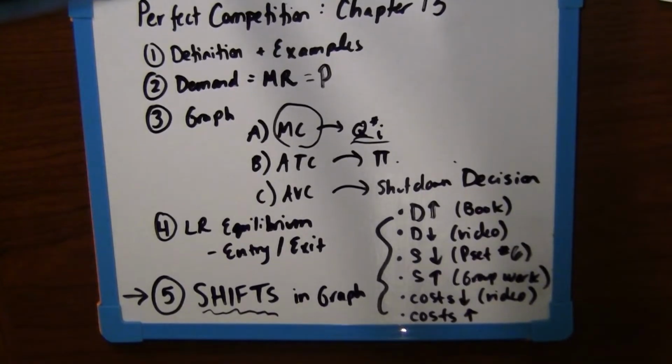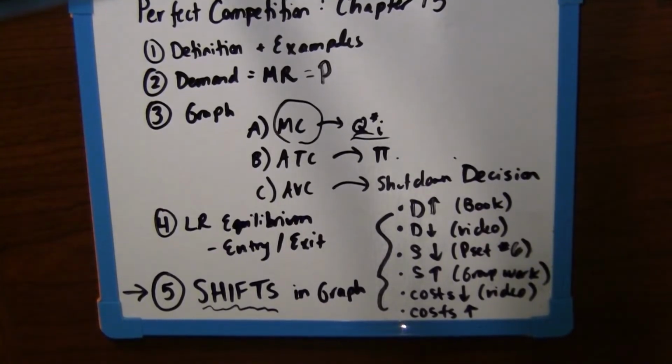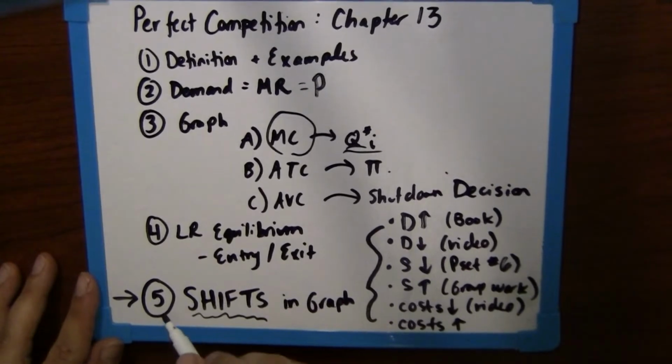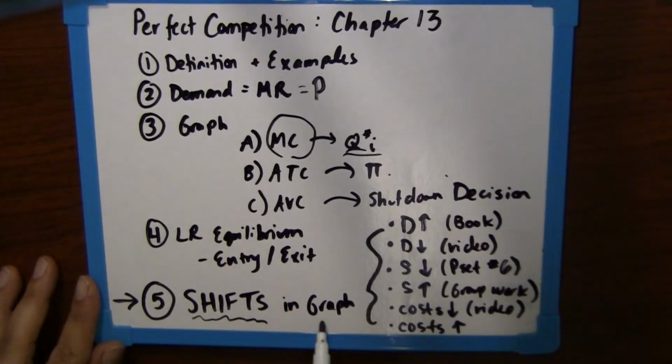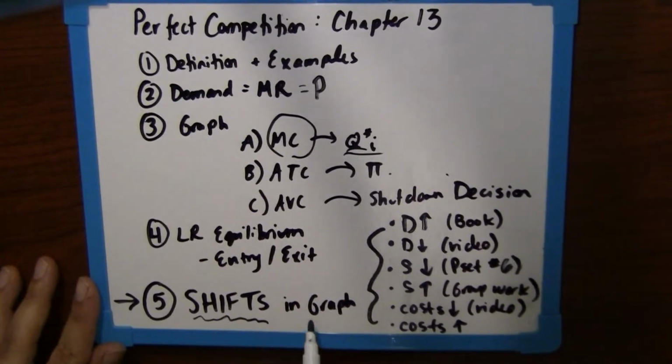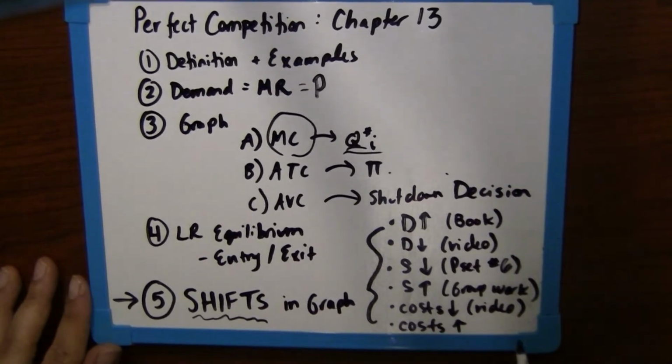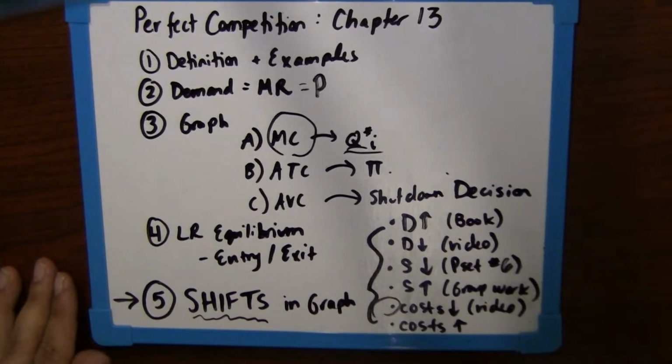Okay, so this is our second shift graph video for perfect competition. So again, we're talking about the fifth element of perfect competition coverage, which is shifts in the graph. So basically when something shocks the system, how do perfectly competitive firms react? And now I'm going to show you what happens when someone's costs fall.